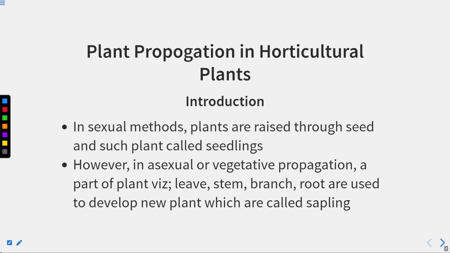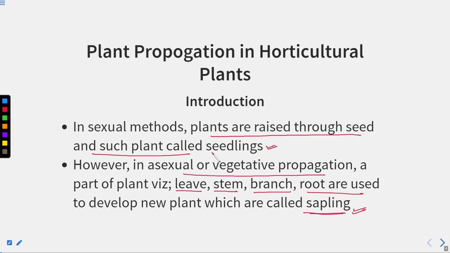In the sexual method, plants are raised through seeds and such plants are called seedlings. However, in asexual or vegetative propagation, a part of a plant, that could be a leaf, a stem, a branch, or a root, can be used to develop a new plant, which is called a sapling. This is very, very important. The one that is developed with the help of seeds is called a seedling, and the plant by the asexual method, by the vegetative propagation method, using leaves, stem, branch and roots, will be called a sapling.